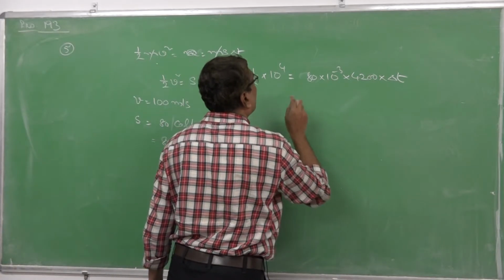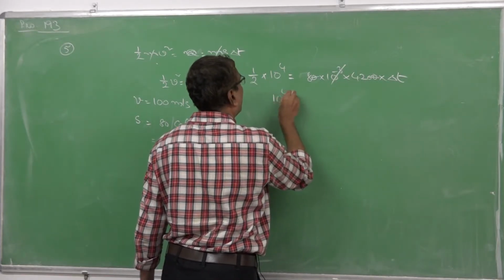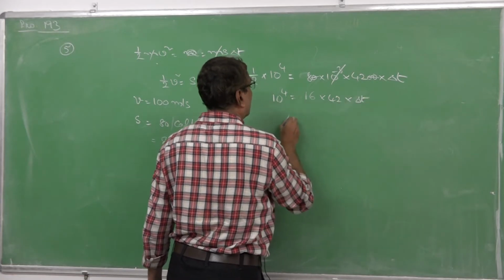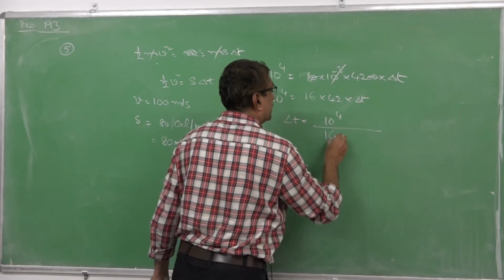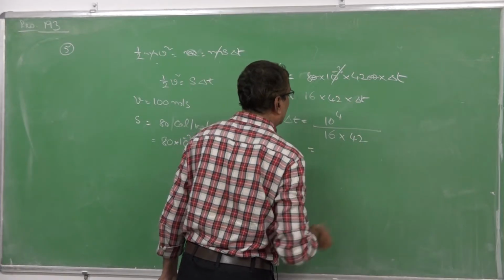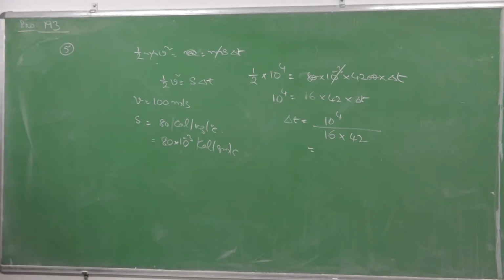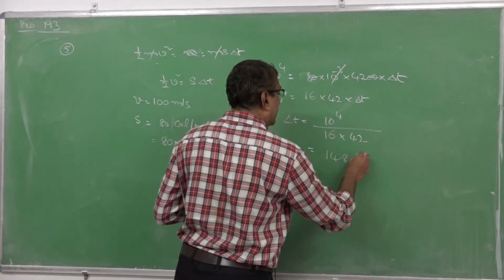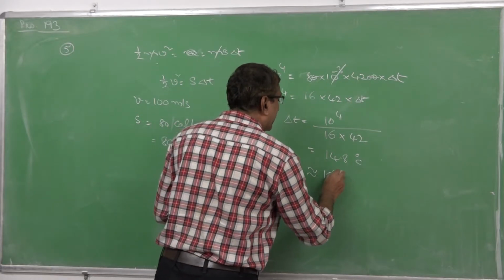So this will cancel. This is 10 to the power 4 is equal to 16 into 42 into delta T. So delta T is equal to 10 to the power 4 divided by 16 into 42. Calculating it, we get 14.8 degrees centigrade, but in these options we have 15, so approximately 15 degrees centigrade.